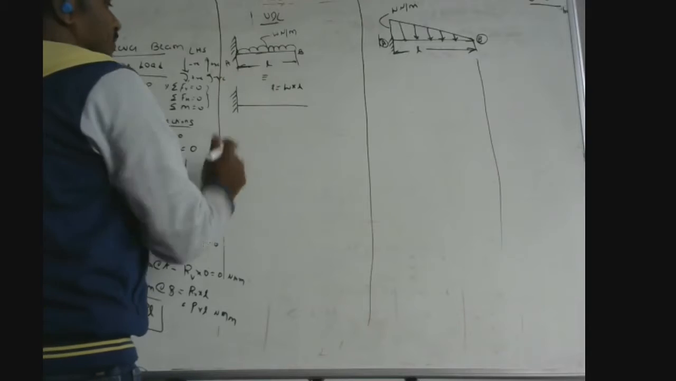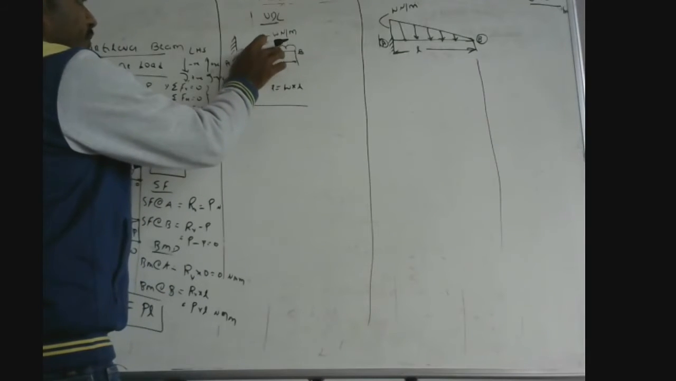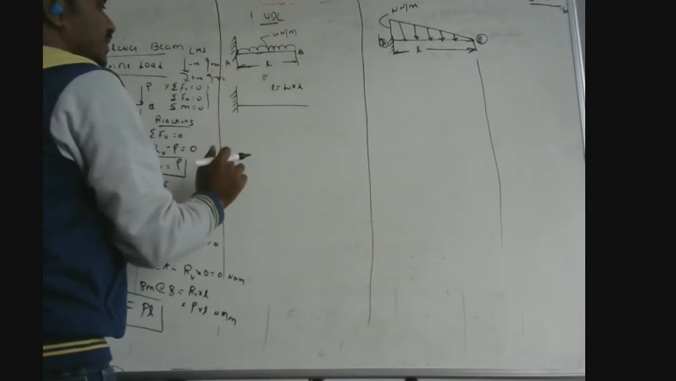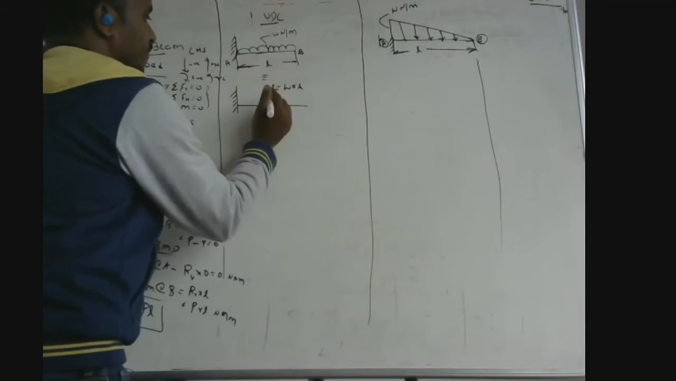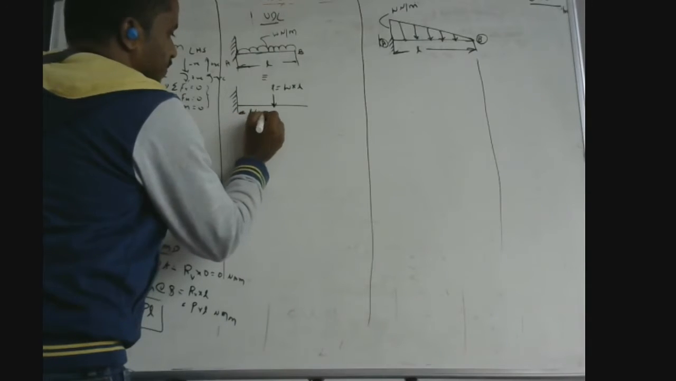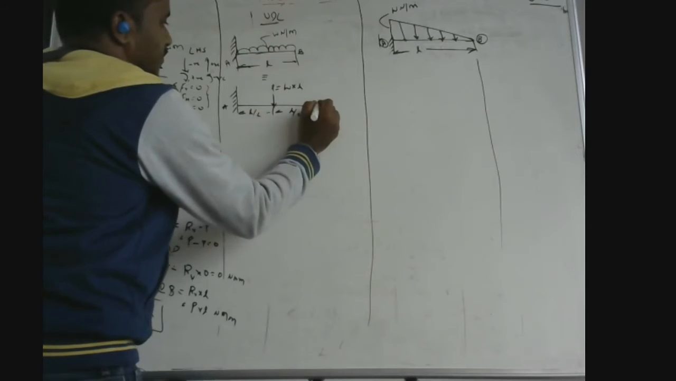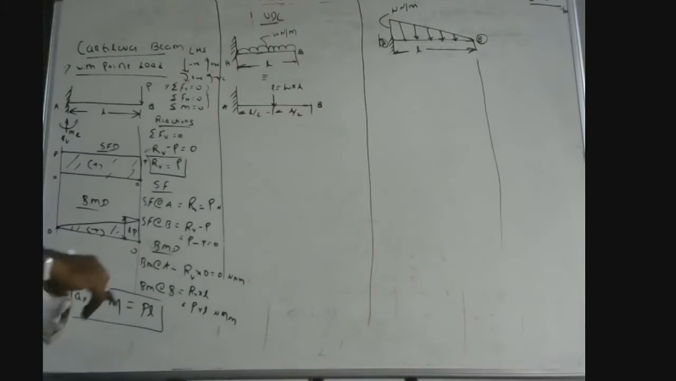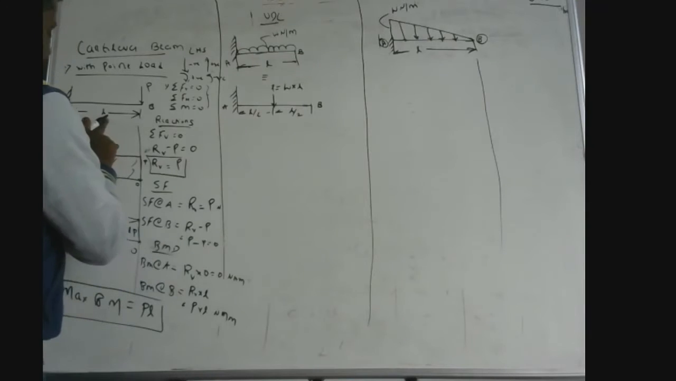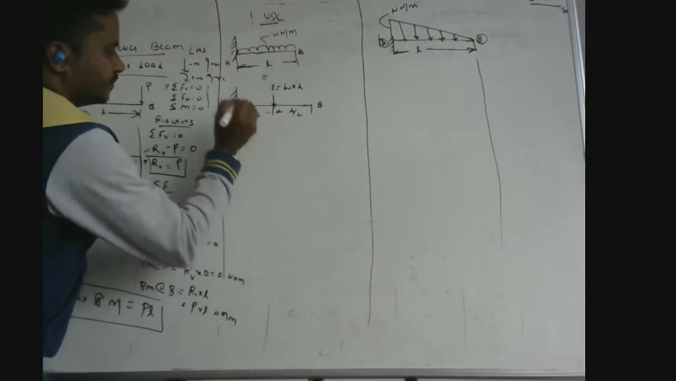And what is the position of P? Over the span on which the UDL is acting, it acts at the center. Therefore, it is acting at L by 2 on either side. This is A. Now, with respect to this, we need to draw the shear force and bending moment diagram. As usual, it becomes like a point load. Now here it is RV.